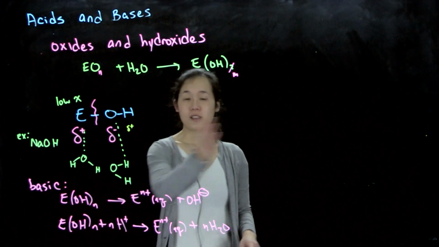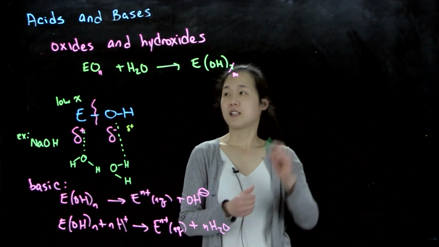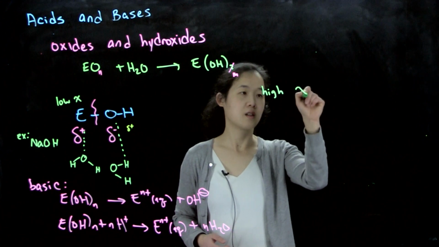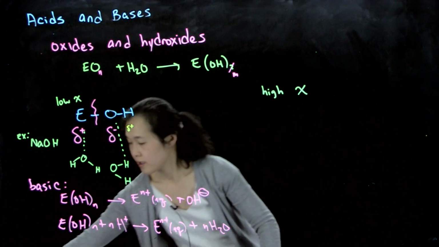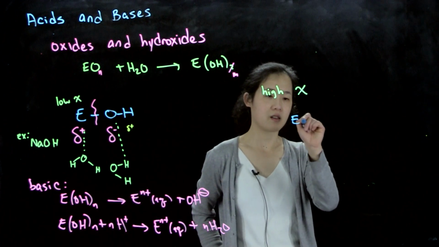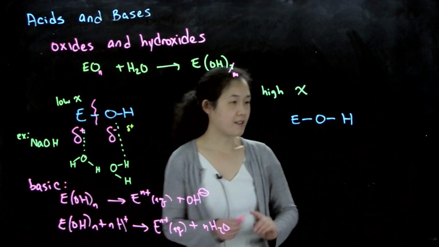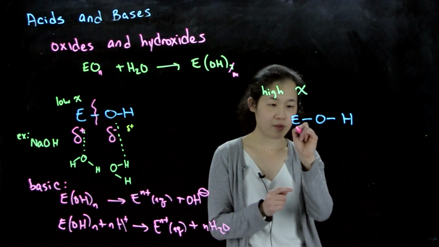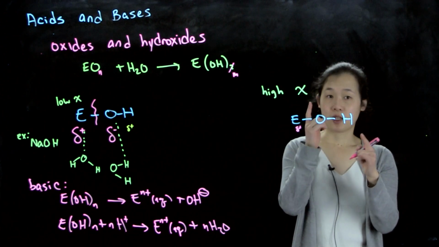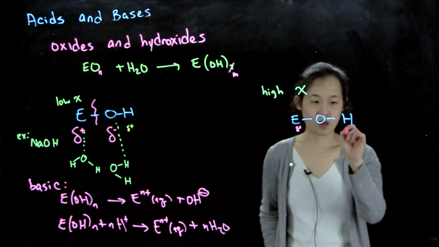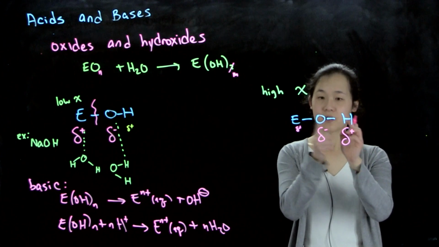As we go further across the periodic table, if we go very, very far to the right, if we have, let's say, a high electronegativity, then as we form our element hydroxide, our delta positive between the element and oxygen is going to be small, because these are very close together. So the biggest difference in electronegativity is between oxygen and the proton. This will be our biggest delta plus, and here's our delta minus. Again, this difference is going to be greater than the other difference.